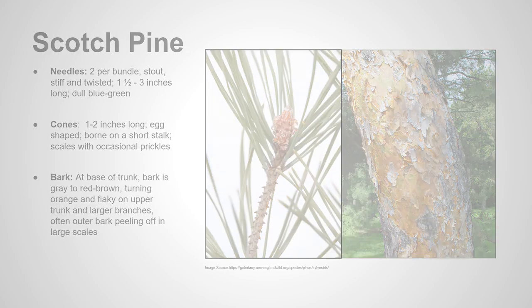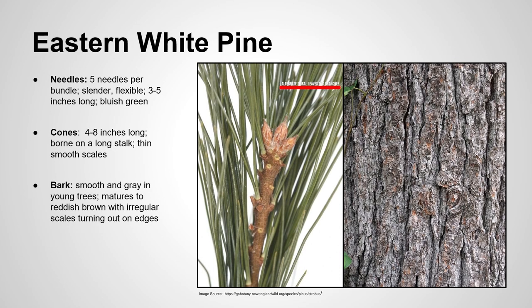And our last species is the eastern white pine. In addition to looking at the bark, count the needles of pines. If there are 5 needles per bundle, it is likely a white pine. And you can remember this because white, W-H-I-T-E, has 5 letters in it too. The cones are long and have thin, smooth scales on them. When young, the bark can be smooth, but turns reddish-brown with irregular scales as it matures.